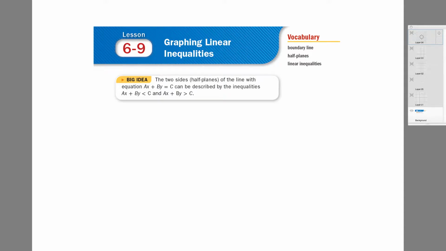Hey, we're on the last lesson in chapter 6. Imagine you're all glad to get there. Much like we've done previously, we're finishing up here with inequalities. When I say previously, in past chapters, with some ideas about inequalities.